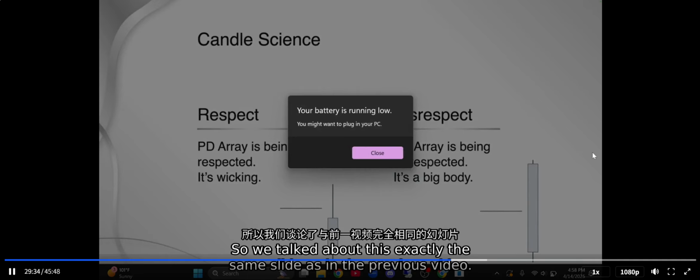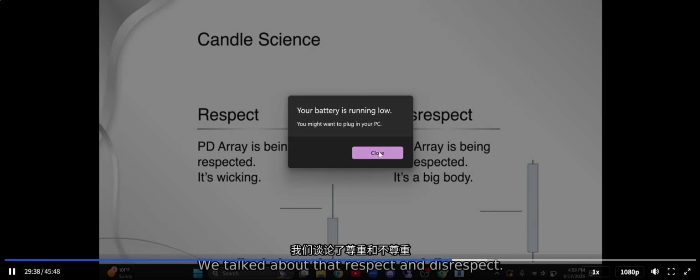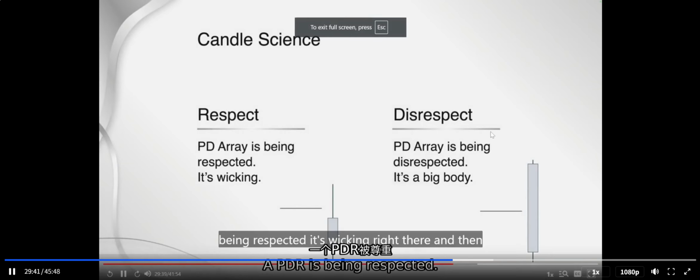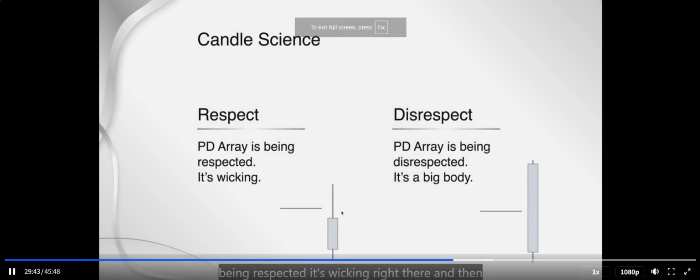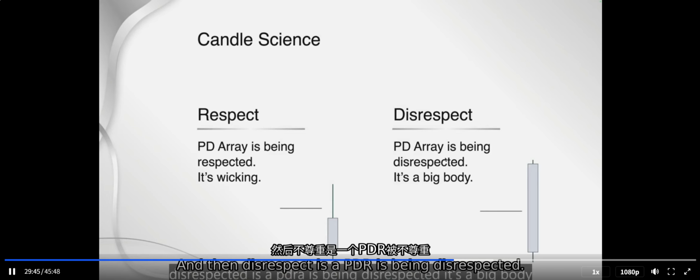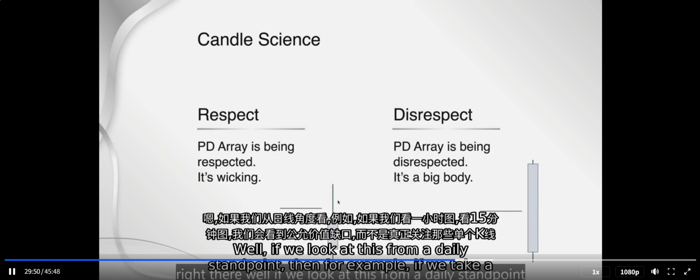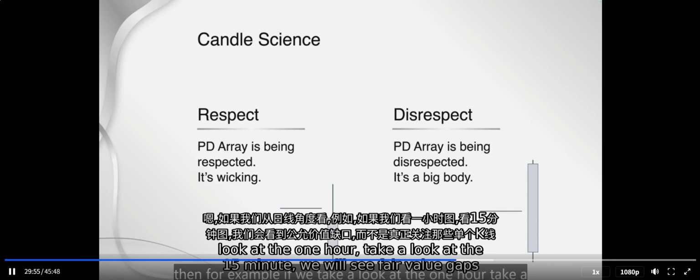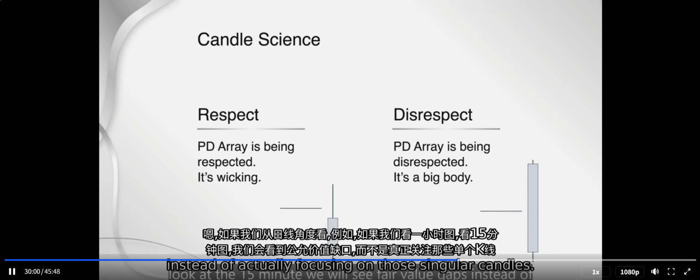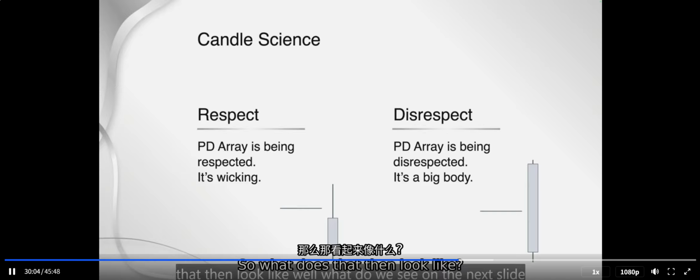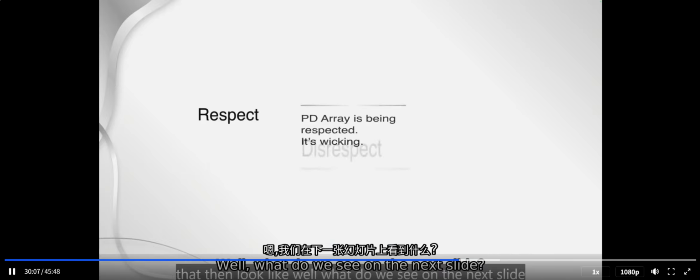So we talked about this exactly the same slide as in the previous video. We talked about the respect and the disrespect. A PD array is being respected. It's wicking right there. And then disrespected is when a PD array is being disrespected. It's a big body right there. Well, if we look at this from a daily standpoint, then for example, if we take a look at the 1 hour, if we take a look at the 15-minute, we will see fair value gaps instead of actually focusing on those singular candles. So what does that then look like? Well, what do we see on the next slide?